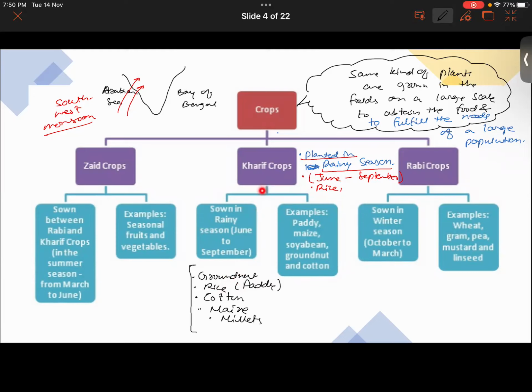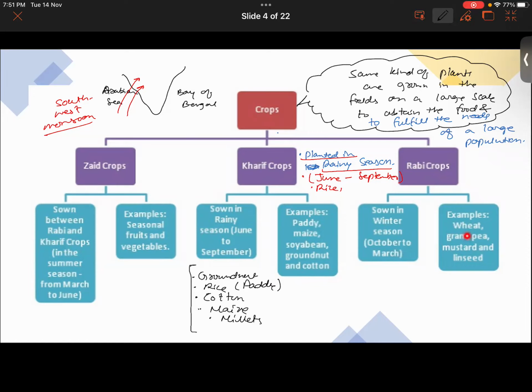Now, wheat being a rabi crop is grown in the winter season, that is sown in the winter season, from the month of October to March. Winter October से March तक होता है usually India में. Now all the examples here are in context of India.